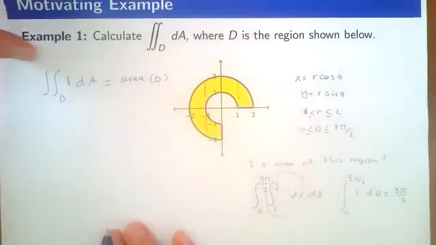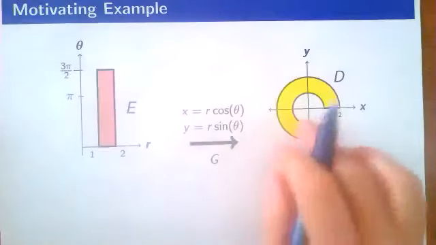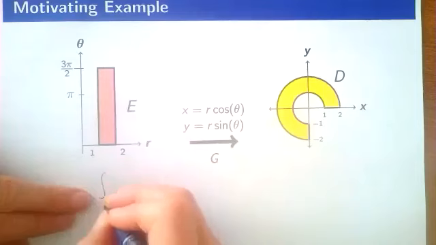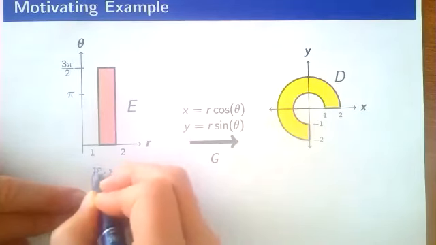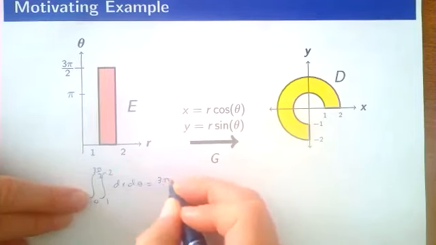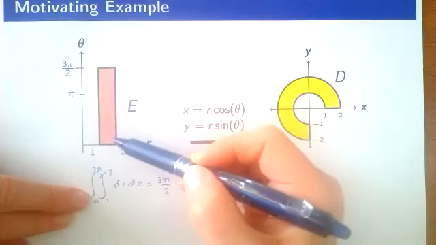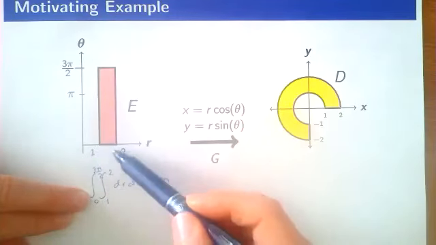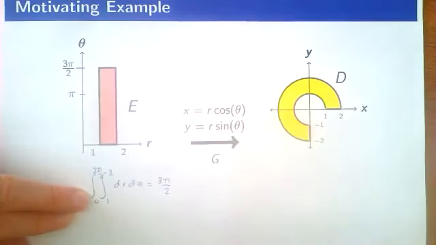And here is what we see. So this is the region that we're trying to find the area of. That's the integral that we wrote, from 1 to 2 dr, 0 to 3 pi over 2 d theta, which was equal to 3 pi over 2. And you can see that is exactly equal to a rectangle where r is between 1 and 2, and theta is between 0 and 3 pi over 2. So it's equal to that area.